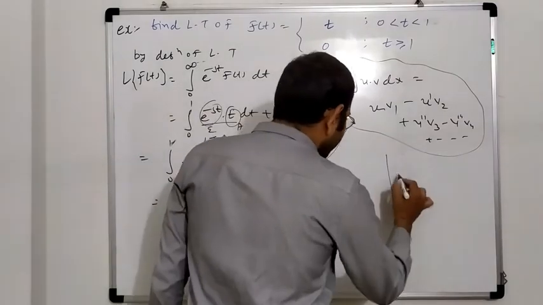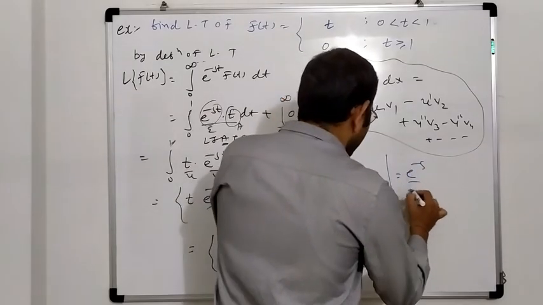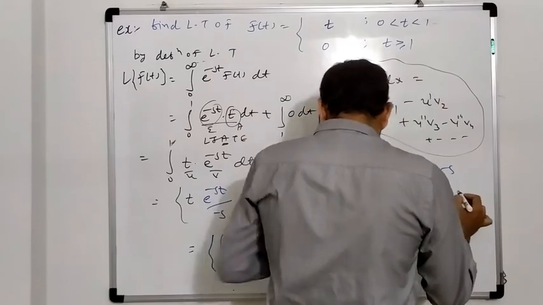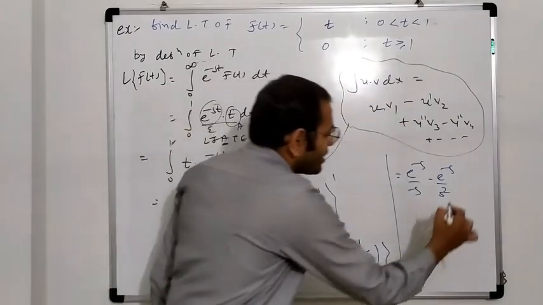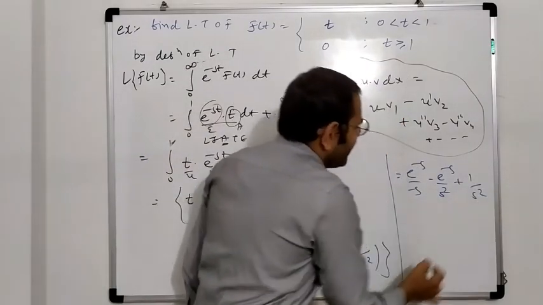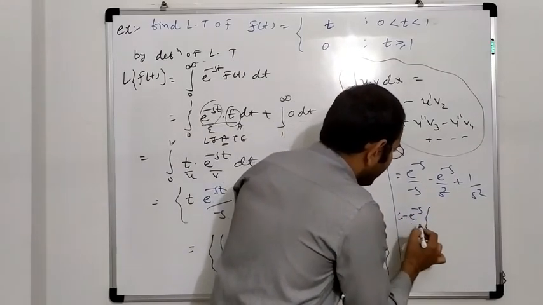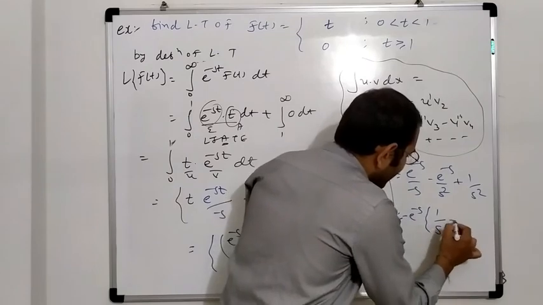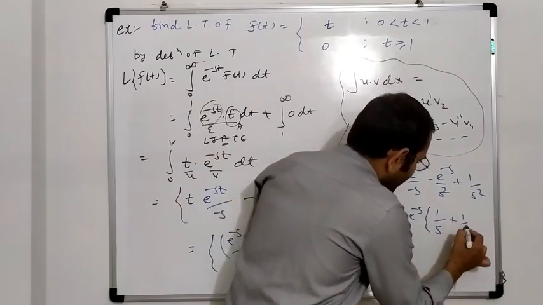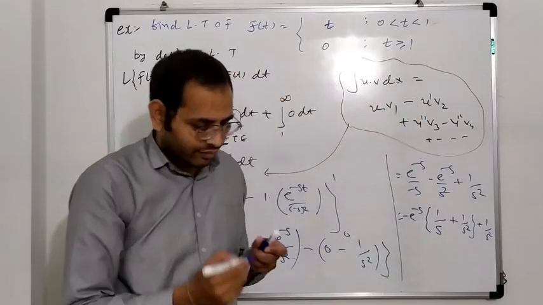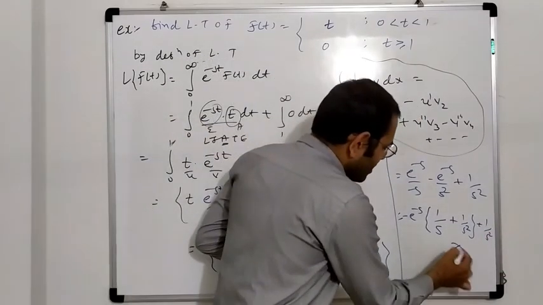Then we get e raised to minus s by minus s, minus e raised to minus s by s square, minus minus gives plus, then 1 upon s square. For the first and second terms, e raised to minus s with the minus sign is common, giving (1 upon s plus 1 upon s square), and plus 1 upon s square. That is our answer.